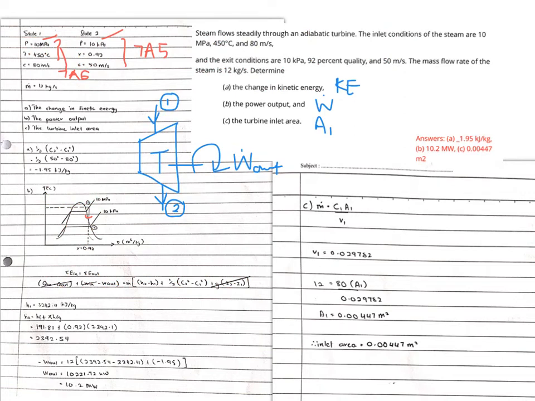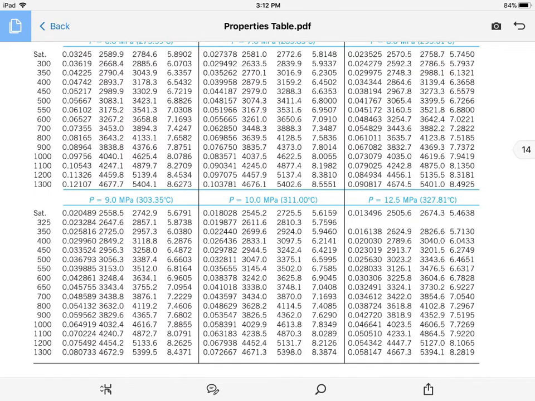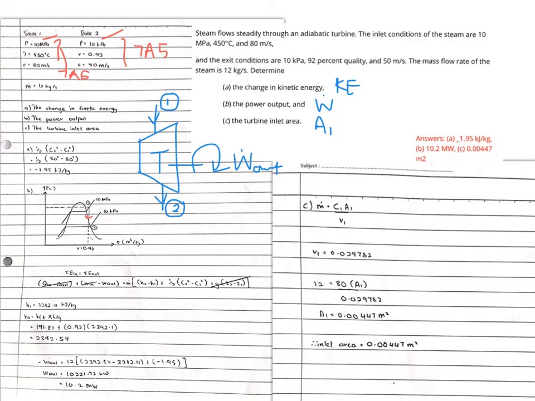So based on table A6, this is the property table for your steam at superheated, right? You refer to table A6. So we have 10 megapascal and the temperature was at 450 degrees. So as you can see here at 10 megapascal, 450 degrees C, this is the value of your h. So your friends got 3242.4 kilojoule per kilogram, right?